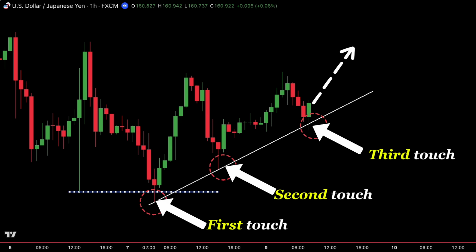So now we have a key insight. On the 5-minute chart, we see a bearish trend line. On the 1-hour chart, we see a bullish trend line. Without top-down analysis, you would never see this conflict between timeframes.